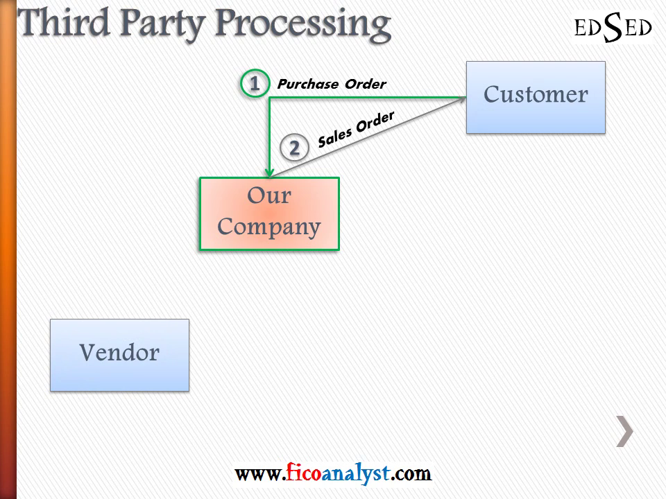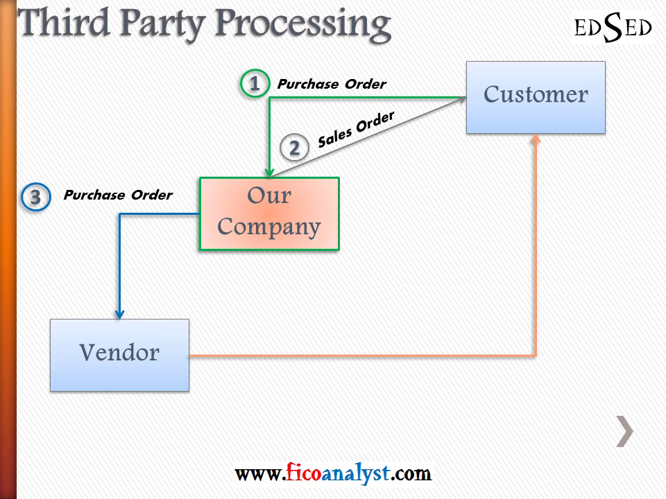Once that is there, it's time to deliver the goods. Since you don't have the goods, you will generate a purchase order on your vendor. The purchase order is normally triggered from the sales order itself based on the SAP configuration. So the purchase order information is passed on to the vendor, and the vendor delivers goods to the customer at his convenience. This delivery is outside the SAP system, which is delivery by our vendor directly to the customer. So our vendor in this case is a third party.